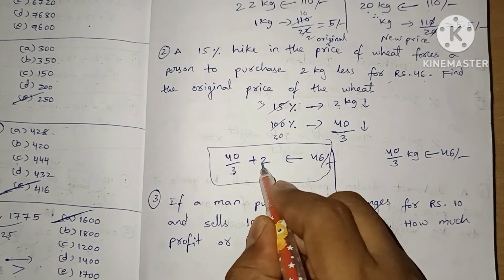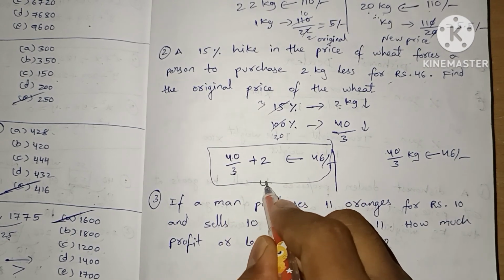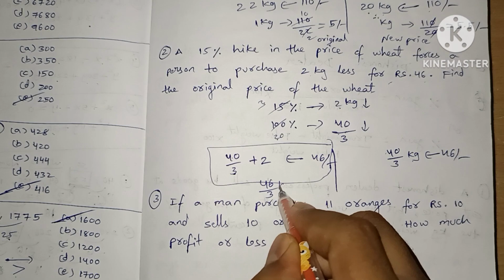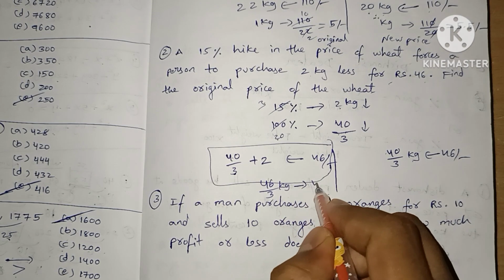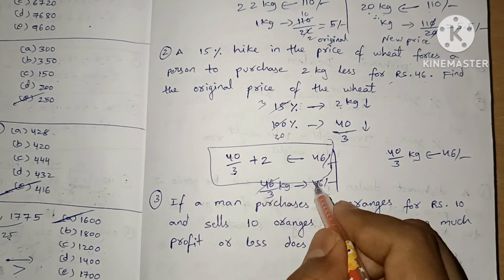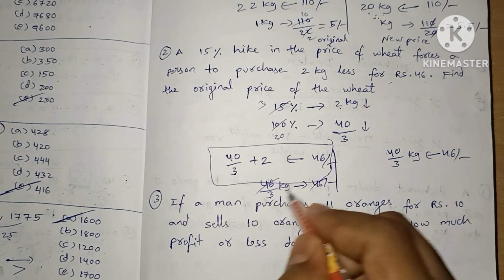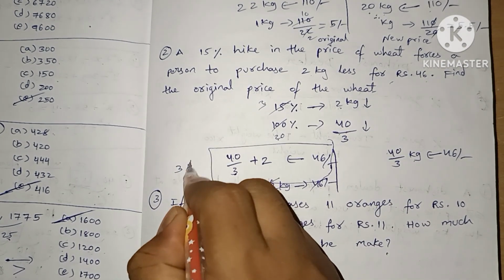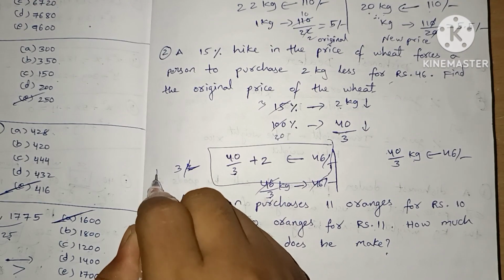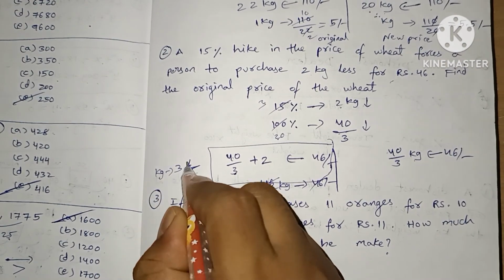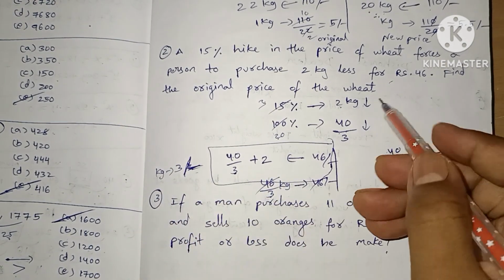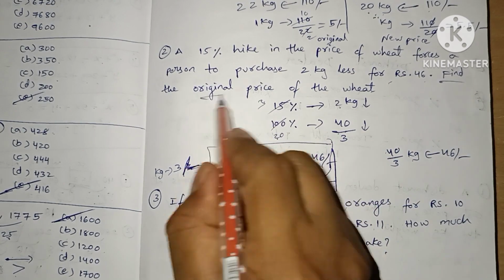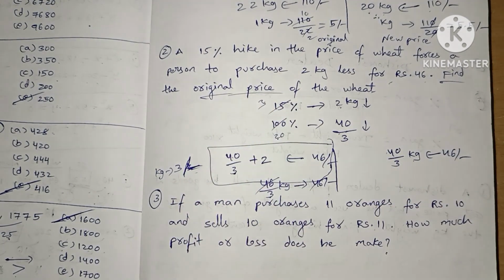Here, 46 by 3 kg at 46 rupees. So 46 and 46 cancel, and 1 kg equals 3 rupees. So at 3 rupees per kg, 1 kg at 3 rupees is the original price, and this is the answer for our question.